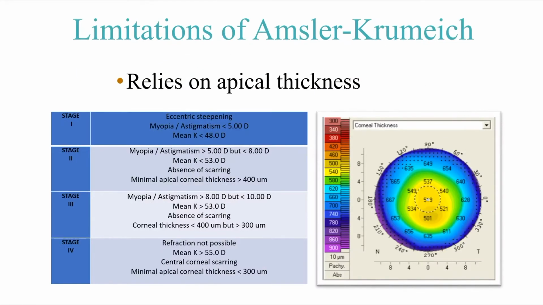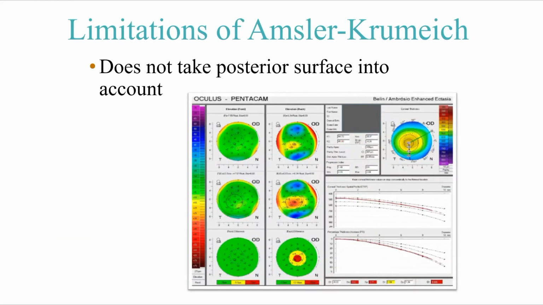We all know the limitations of Amsler-Krumeich, and it pains me every time I see someone refer to it. One, it relies on apical thickness, and actually it was based on optical pachymetry. It completely ignores the posterior corneal surface. You can see here on the BAD display a highly abnormal cornea, but one that has a normal anterior surface. This, what we call subclinical, but pretty advanced subclinical disease, is completely ignored by Amsler-Krumeich and also actually by ICLK.